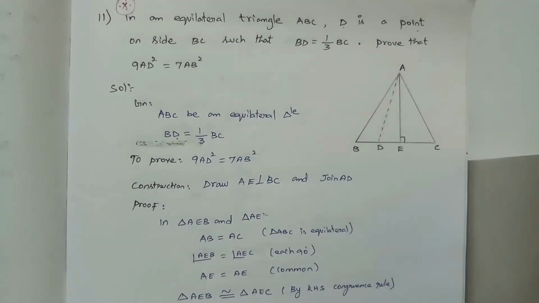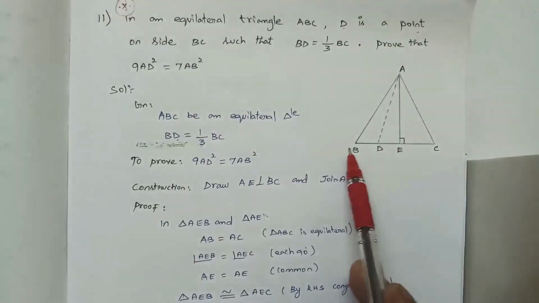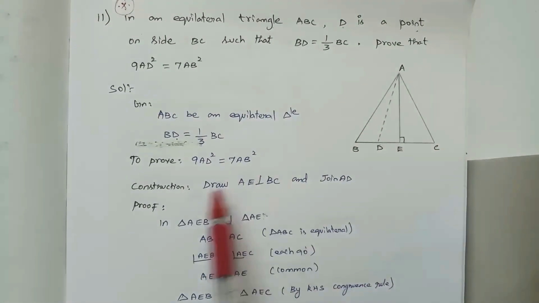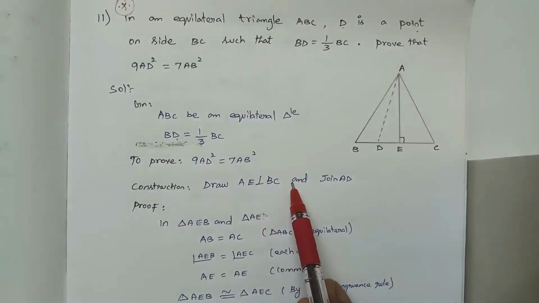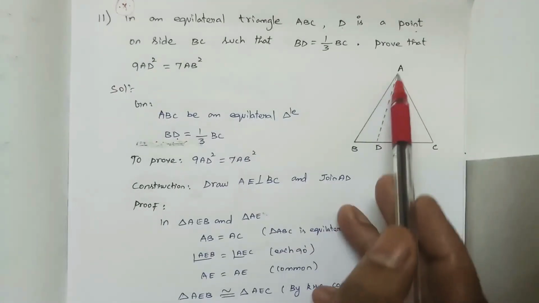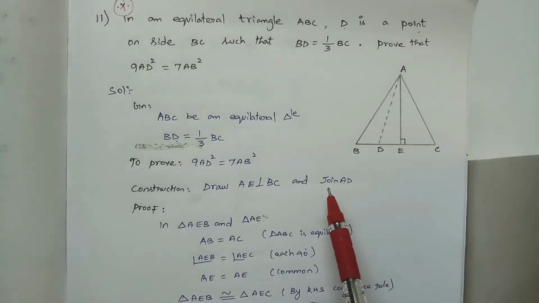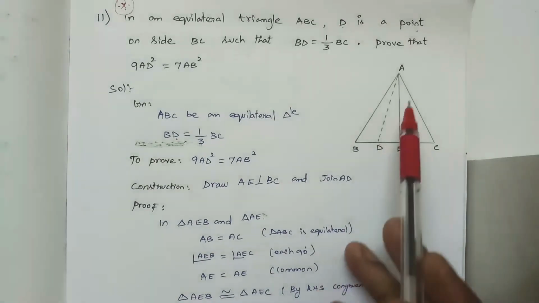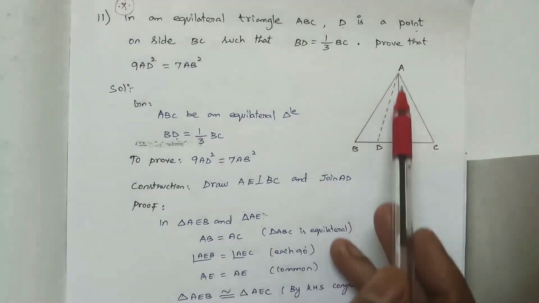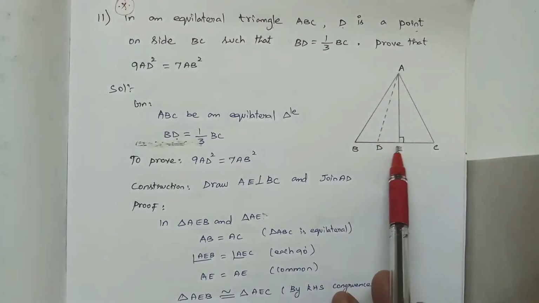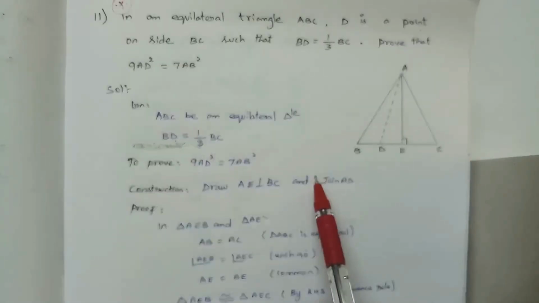So for that, I am constructing AE perpendicular to BC. Just draw AE perpendicular to BC and join AD. Now we are having right angle triangles. How many right angle triangles are we having? Three right angle triangles: triangle AEC is one right angle triangle, AED is one right angle triangle, and AEB is the third right triangle.